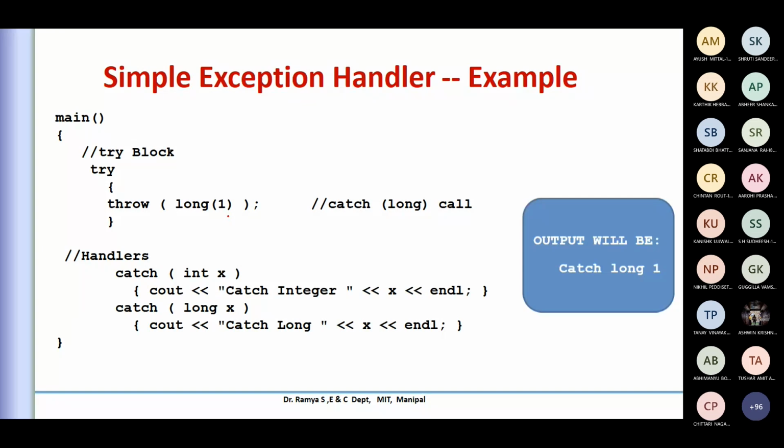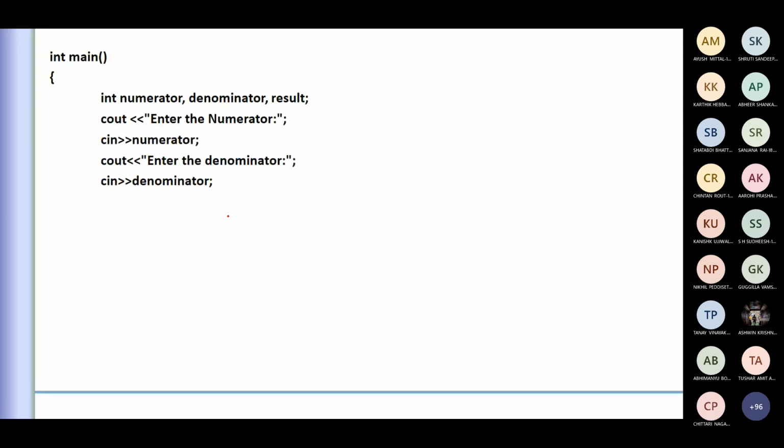So output will be catch long 1. Okay, so this is another example. I want to show you how to handle a denominator, this is usually your division. So this one, in main, I'm trying to take the information from the user.